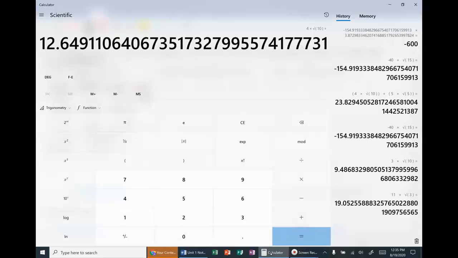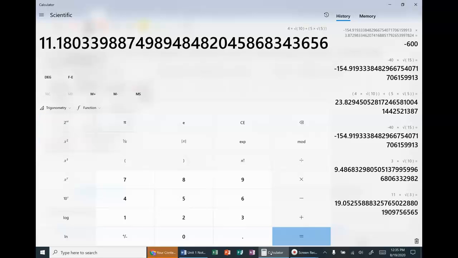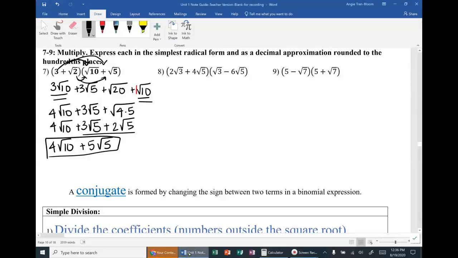Then plus, I'm going to open a quantity here because 5 rad 5, 5 times rad 5. I'm going to close it up, just to be cautious, so my calculator doesn't think I'm really combining rad 10 with the 5 there. I'm going to hit enter. So this gives me 23.83. Okay, so hopefully you're able to check that. Let's go back and write that in.